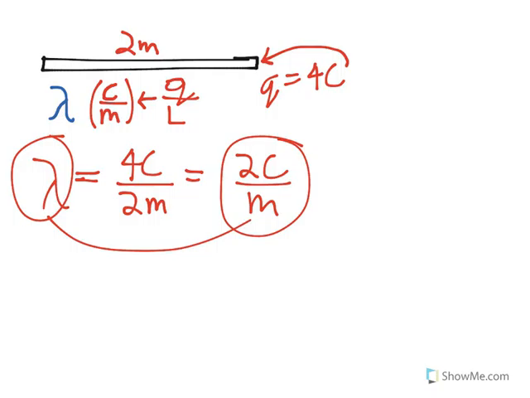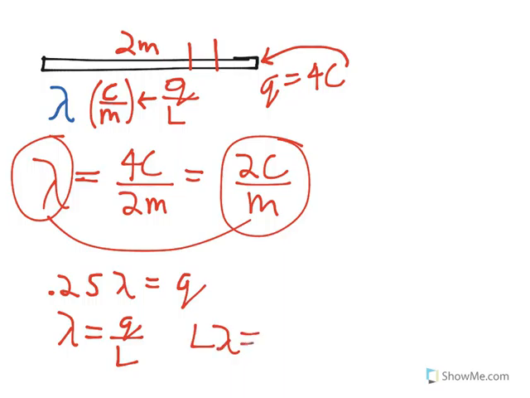So for any portion of this wire, lambda is going to describe how much charge is there. If, say, I wanted to know how much charge was on this 0.25 meters, I could say 0.25 times lambda is going to equal the charge, right? So that's this equation. Lambda equals charge over length. So length times lambda gives you your charge.